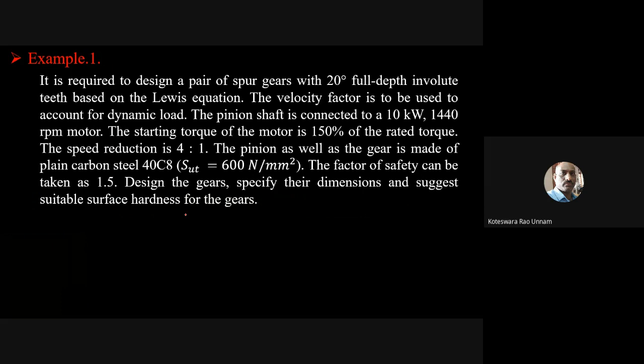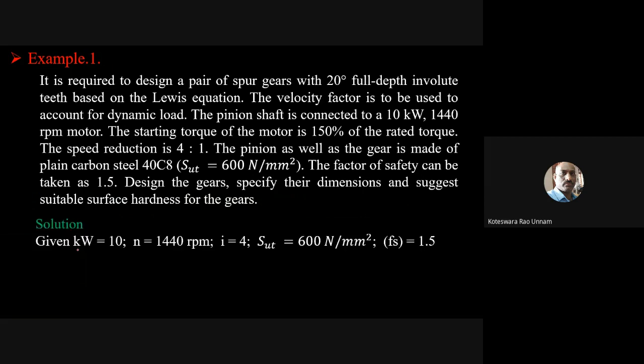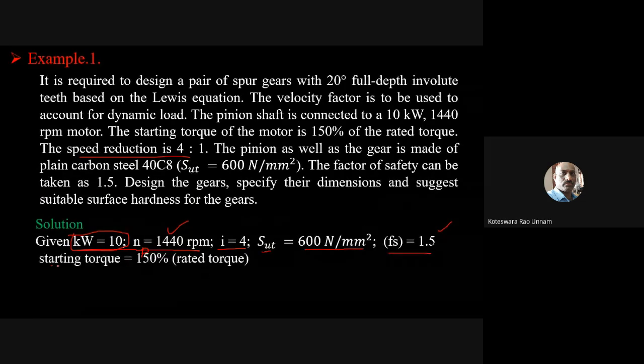First, we'll identify the data, what he has given in the problem. We'll write that. Power transmitted is 10 kilowatts. N or NP, the speed of the pinion, is 1440 RPM. Speed ratio is 4. SUT is 600 Newton per mm square. FS is 1.5. Starting torque is equal to 150% of rated torque. So everything he has given in the problem, we have written in the steps.